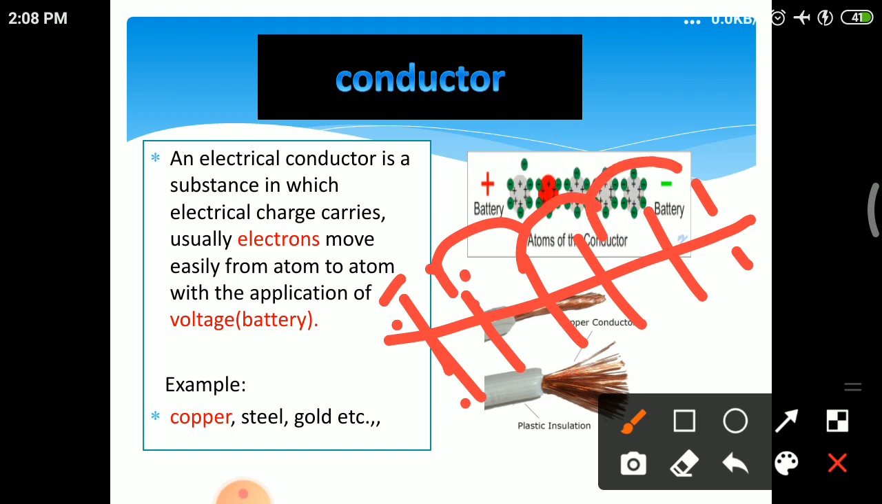But if you take an insulator, the insulator also contains atoms, but in these atoms, the electrons do not move from one atom to another atom. So that type of material is called an insulator. The examples of conductors are copper, steel, coal. If you take copper, the number of electrical charge carriers is more. And steel is also a conductor, and gold is also a conductor.